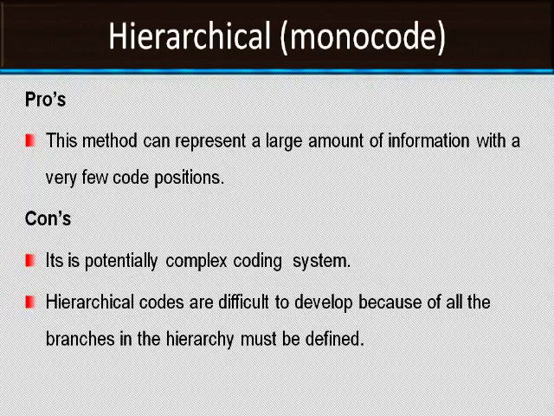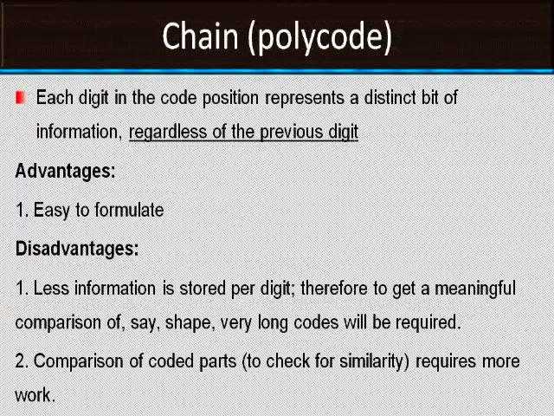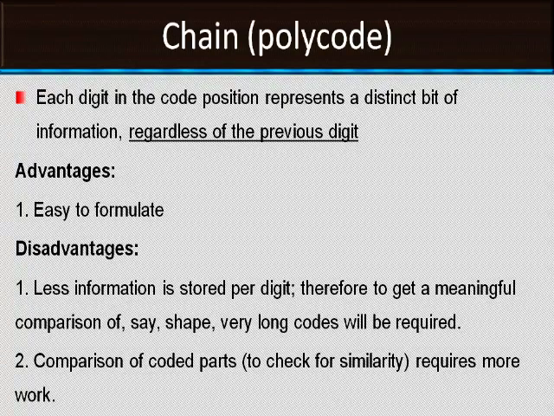Hierarchical codes are difficult to develop because all branches in the hierarchy must be defined. Polycode structures: each digit in the code position represents a distinct bit of information regardless of the previous digit. The advantage of this code is that it is easy to formulate. The disadvantage is that less information is stored per digit. Therefore, to get a meaningful comparison of shape, very long codes are required. Comparison of coded parts requires more work.